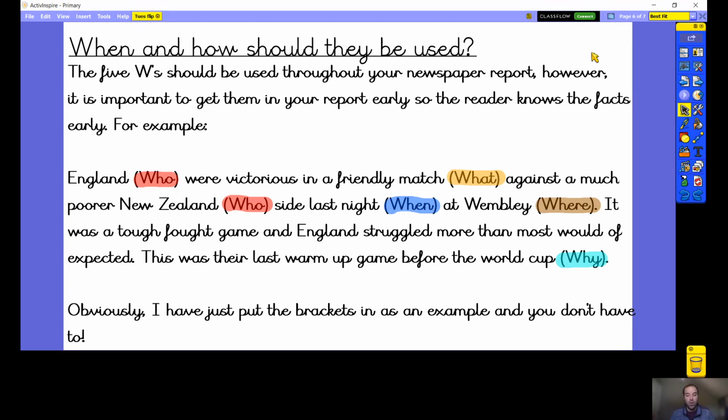So I've written an example. My opening paragraph, which is not very long, as you can see, actually gets all of the 5 Ws in and actually gets who in twice.